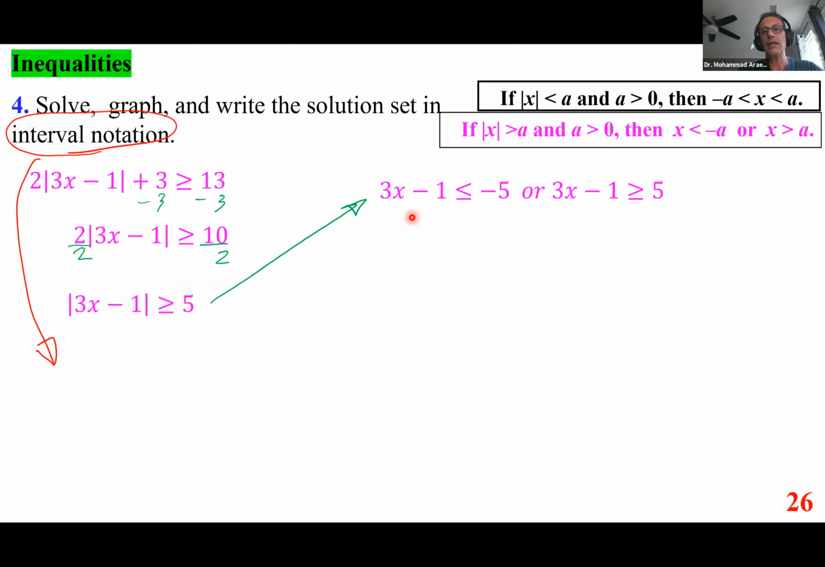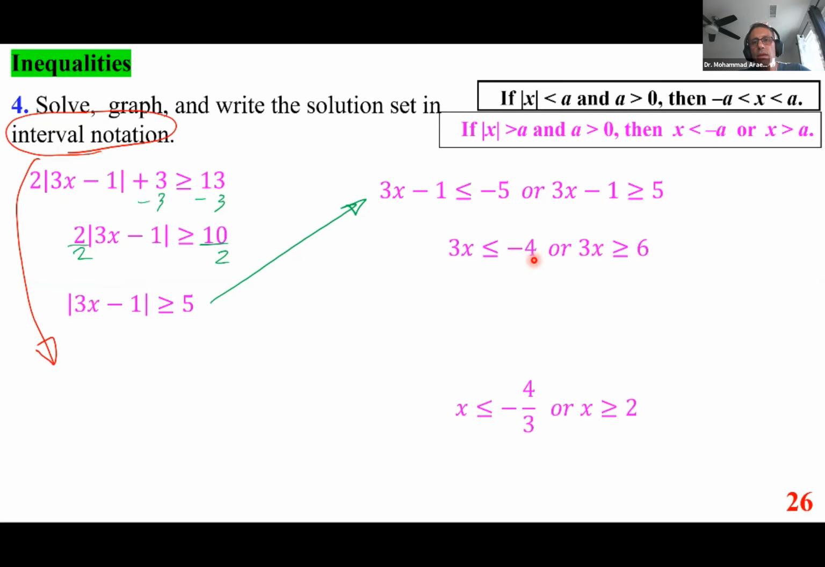Fantastic. Now, class, next we're going to continue moving the negative one. That means we're going to add 1 to both sides in both cases. When you add 1 here, it becomes -4. When you add 1 here, it becomes 6. So we are adding 1, we are adding 1. In this case and this case both, we divide by number 3, and this is the final answer. This is the solution in final format.